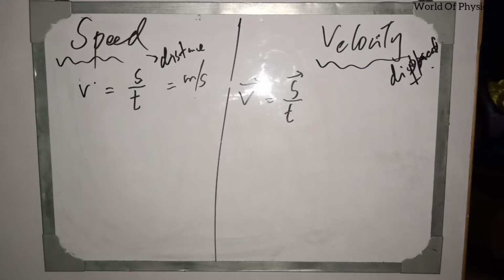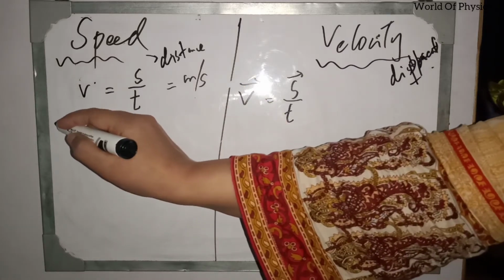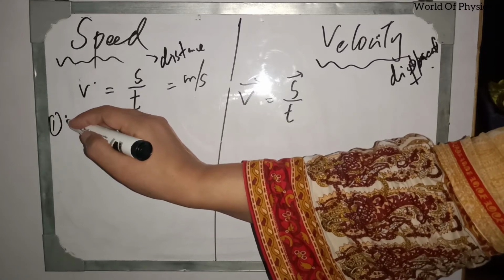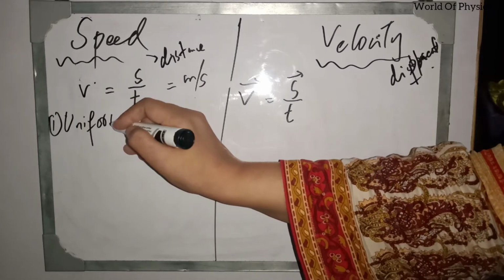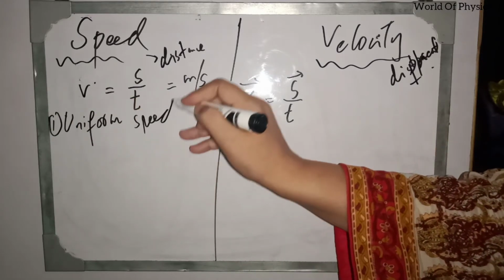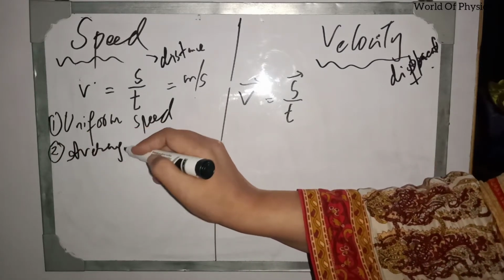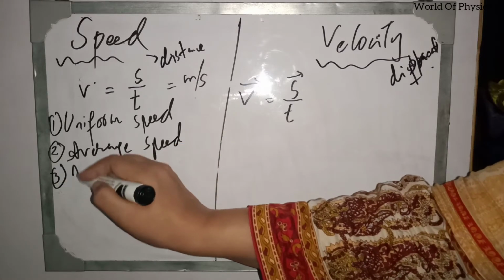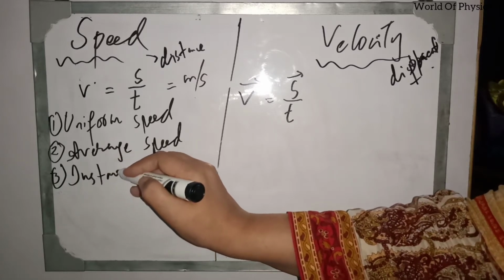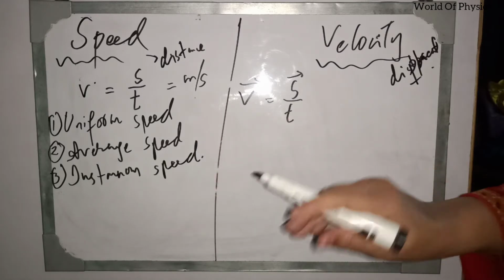Now we are going to define different terms related with speed. These terms are uniform speed, average speed, and instantaneous speed. So the first term is uniform speed. The second term is average speed, and the third term is instantaneous speed. Now I am going to define all these three. First of all, uniform speed.